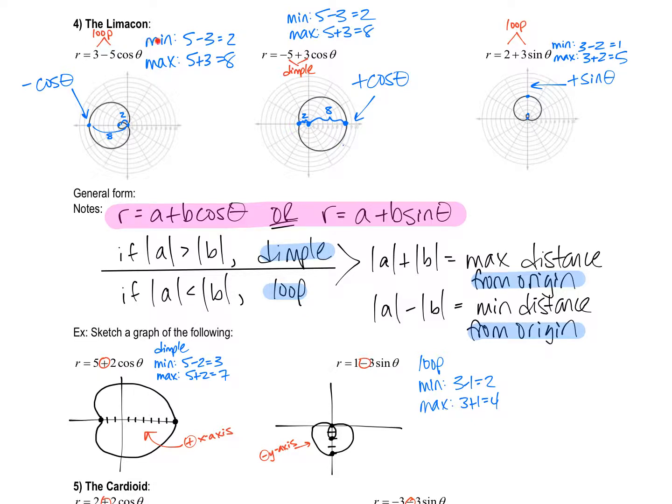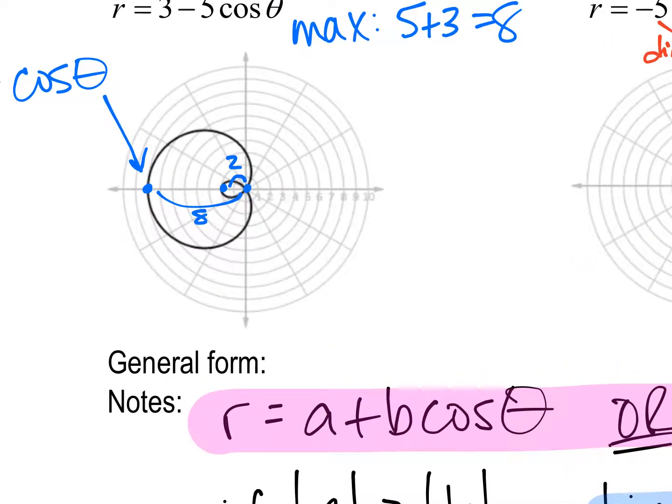That's what I call my min. And when you add those two numbers, 3 and 5, you get 8, and that's what I call my max. And because this one is a loop, because this number is smaller than this one, what I'm going to do is put a dot on the origin, and I'm going to go my min distance this way, which is 2, and I'm going to go the same exact direction for my max, which is 8, and then I just have to create my little heart shape with a loop in the middle.